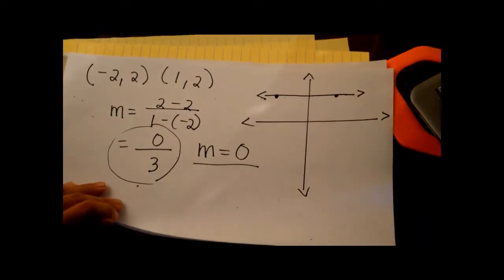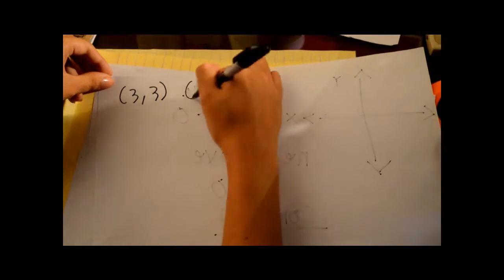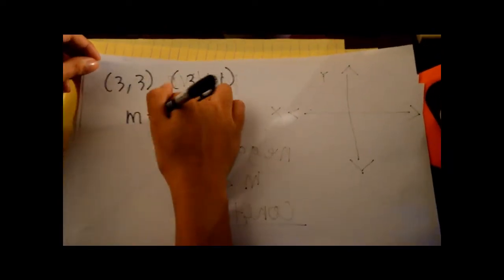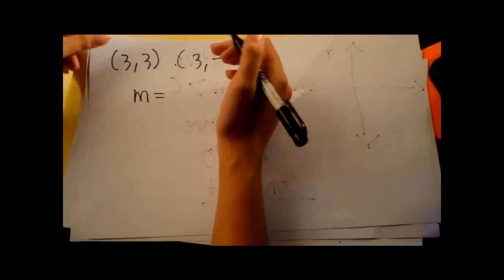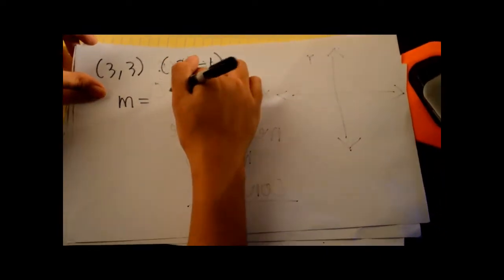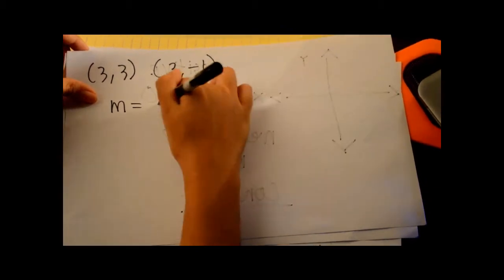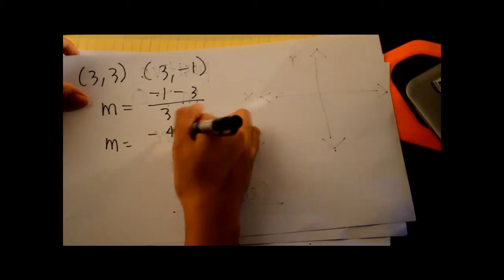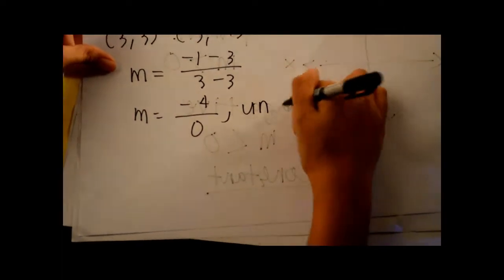So, in example number 4, we have (3, 3) and (3, negative 1). Likewise, we are going to use the slope formula and substitute to x sub 1, y sub 1. So, we're going to have negative 1 minus 3 over 3 minus 3, which will become m equals negative 4 over 0. So, as you can see, this is undefined.